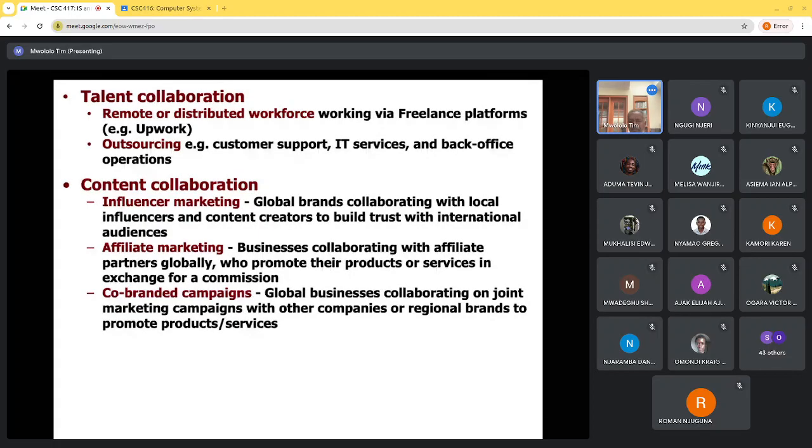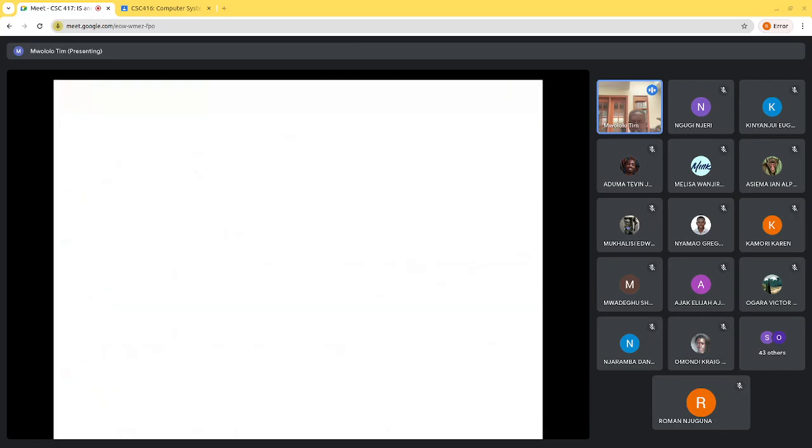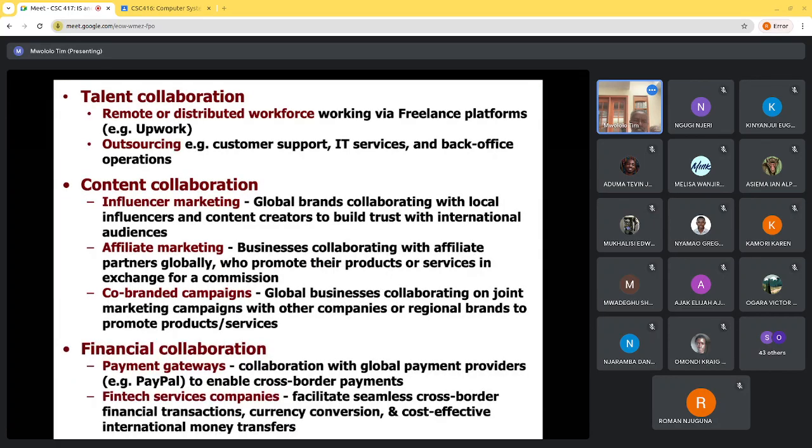co-branded campaigns, joint marketing campaigns. This is all around marketing and content. So this is a form of collaboration: talent, content, open collaboration, technological platforms, and so on and so forth. Another one is financial collaboration, payment gateways.